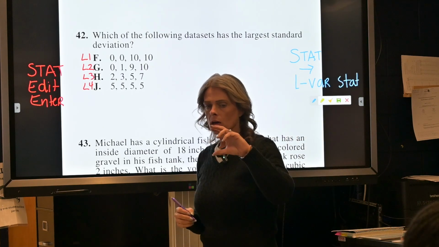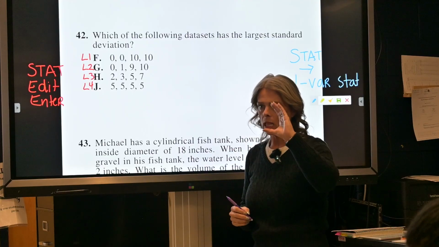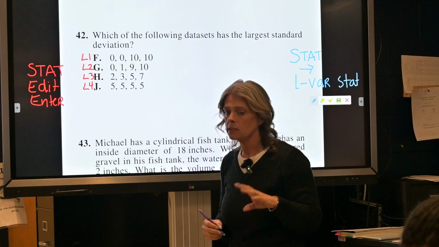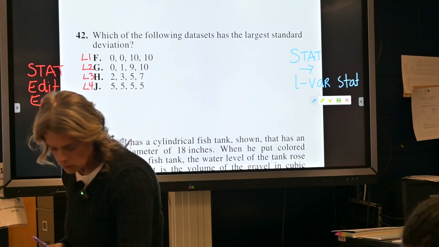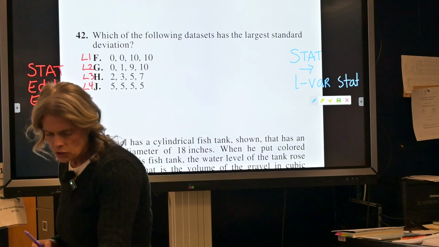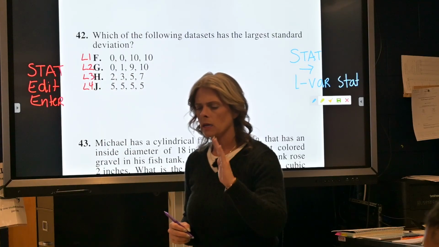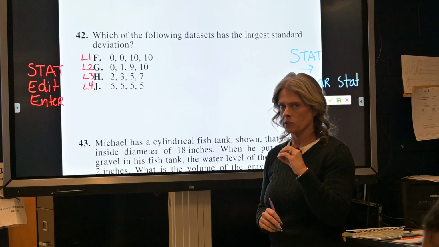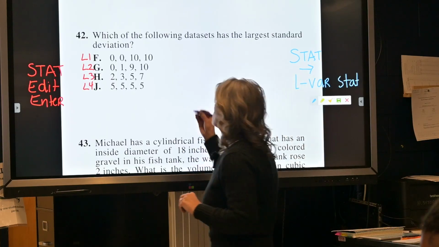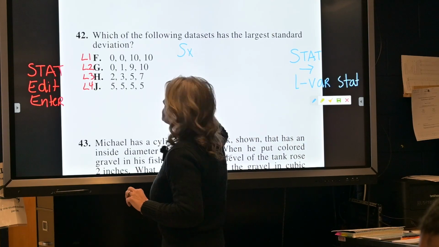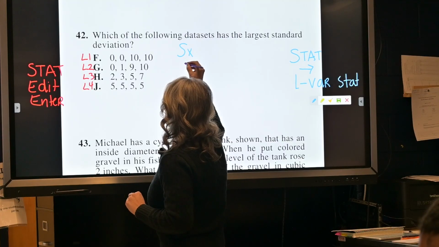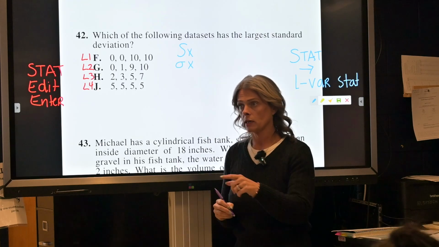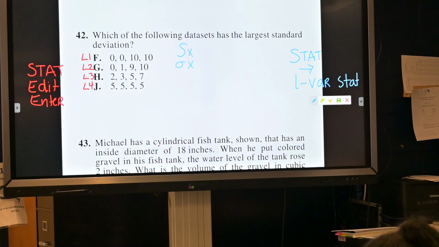After you hit enter, you'll have those 3 lines sitting there, and L1, list 1, should already be sitting at the top. Let's go down and hover over the word calculate and hit enter. You have lots of numbers there, right? You're looking for 2. So Sx is one standard deviation, and the other one is this. Those are both standard deviations.